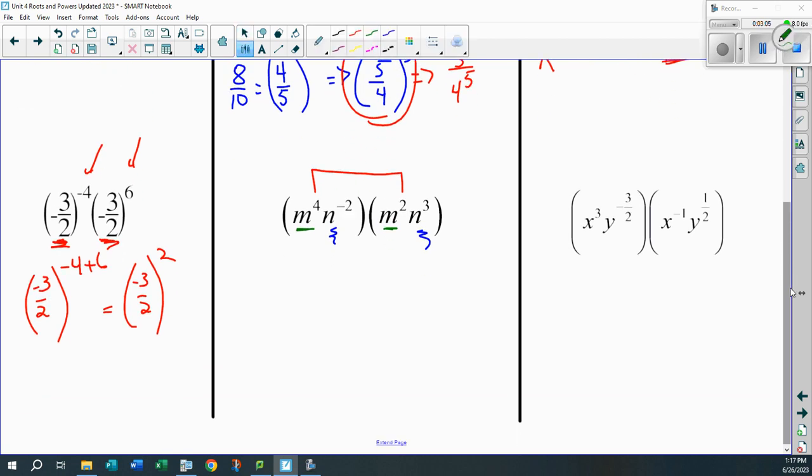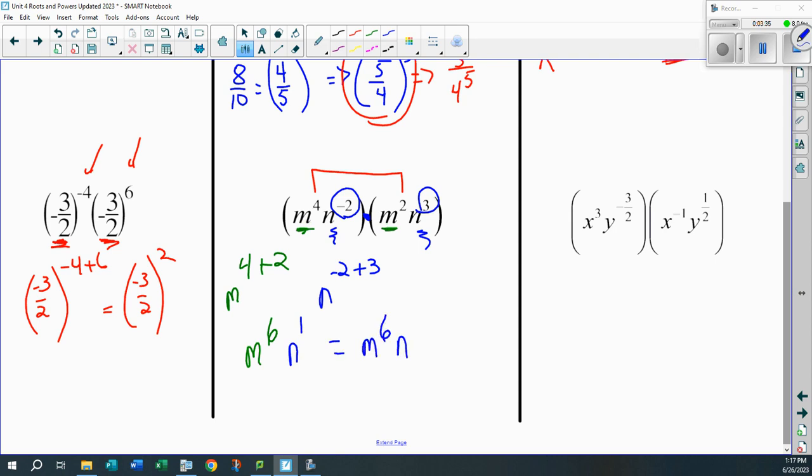So let's look at m first. M is m to the 4 plus 2. And look at n now. N is negative 2 plus 3. Why are we adding? Because remember, right there, good old multiply. Okay, so let's finish this off. M to the 4 plus 2 is m to the 6. N to the negative 2 plus 3 is n to the 1. And we could just leave this as m to the 6 n. That's it. That's done. Okay, so let's make this even a little bit tougher.